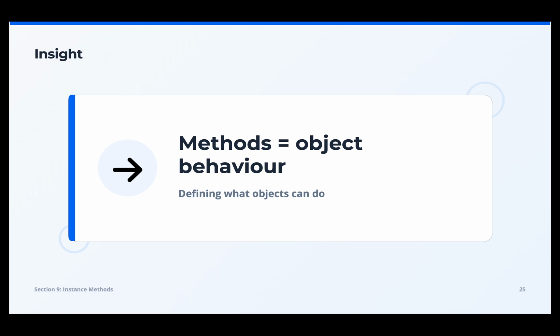Here is to reinforce the idea that methods define what an object can do. Attributes describe the object, while methods express its behavior. This is one of the cleanest ways to explain the structure of OOP.